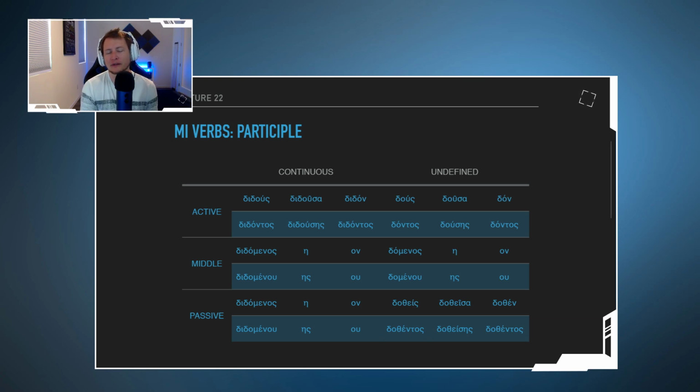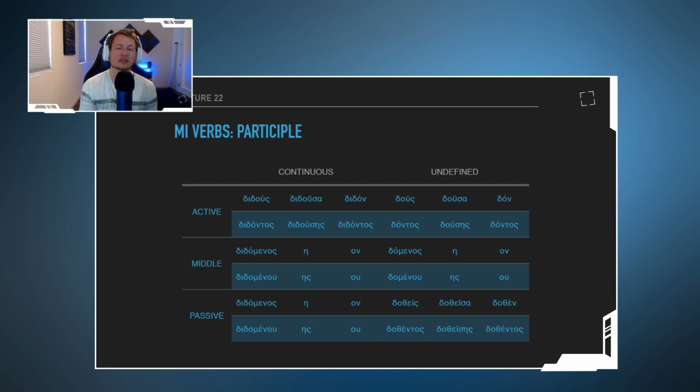When we get to the passive, now we're dealing with a whole different ball of wax because we've got the theta tense formative, or theta epsilon to be more specific. Dotheis, dotheisa, dothen. That's the passive nominative singular, masculine, feminine, and neuter. The genitive follows third declension in the masculine and neuter, so dothentos, dothentos. But the feminine follows first declension, dotheisēs. Okay, so that's how you form the participle with mi verbs.